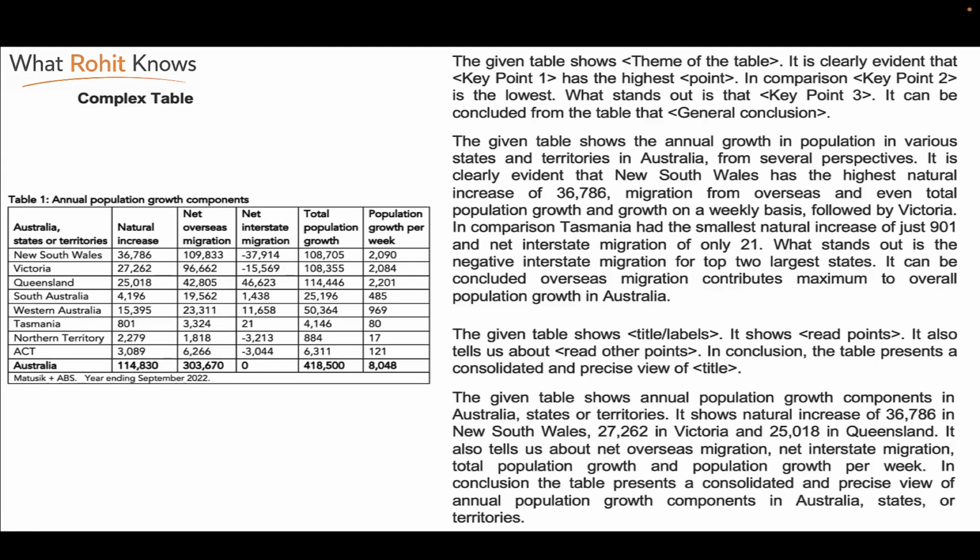Now, the simple version. First read this: the given table shows annual population growth components in Australia, states or territories, full stop. Then it shows natural increase of this in New South Wales, this much in Victoria, this much in Queensland. So you simply focus on one column and read it one by one. It also tells us about, then you can cover another column. In conclusion, the table presents a consolidated and precise view of annual population growth components in Australia, states or territories. So see, there's no paraphrasing here. Focus only on reading what's in front of me.